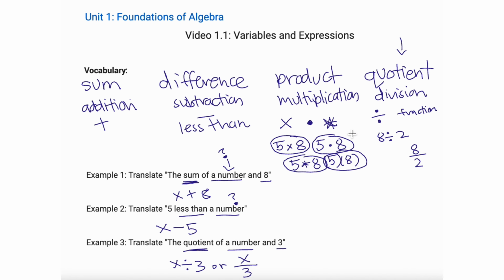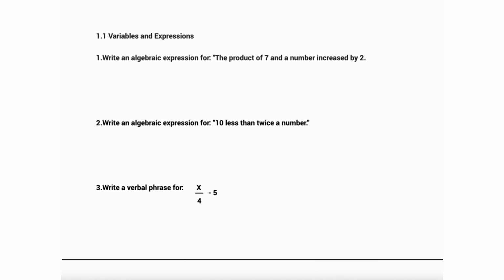All right, now I'm going to go over to these practice problems. So I'm going to go through these 3 practice problems, similar to the examples, but these are some problems that you might see for this specific lesson 1.1 for variables and expressions. So the first problem is write an algebraic expression for the product of 7 and a number increased by 2.